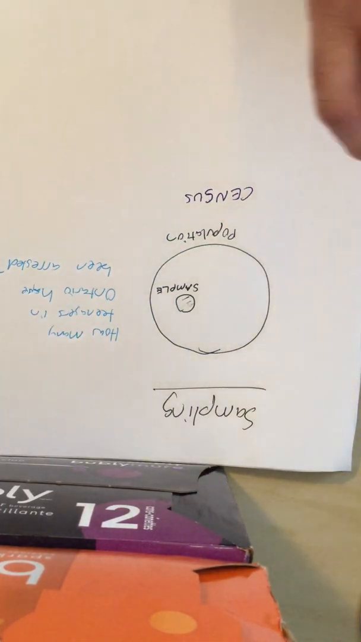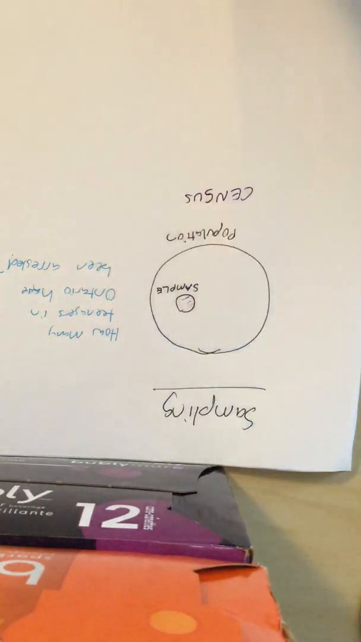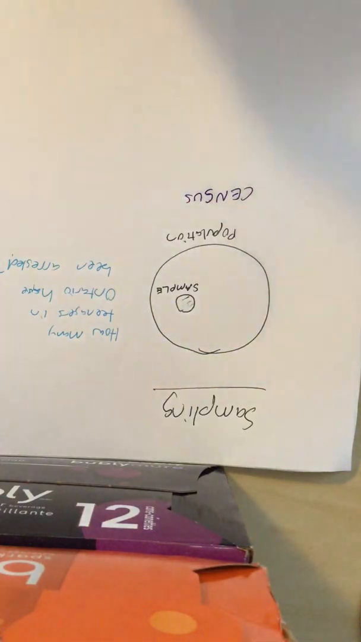And the definition of a good sample would be a sample that gives the same answer as the population. So if the sample gives the same answer as the population, it's a good sample. If it gives a different answer than the population, it's a bad sample.